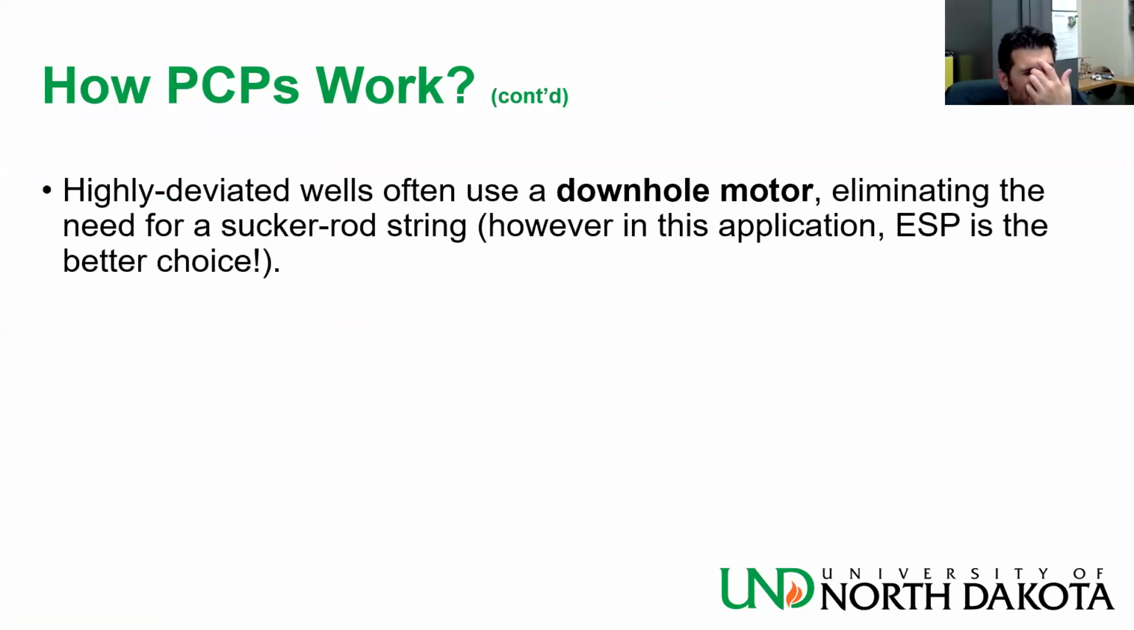Now, how do PCPs work actually? For highly deviated wells, often using a downhole motor, eliminating the need for a sucker rod string. However, in this application, ESP may be a better choice if you have a highly deviated well, because you don't have anything making its way to the surface.